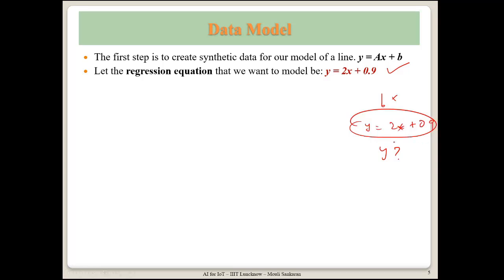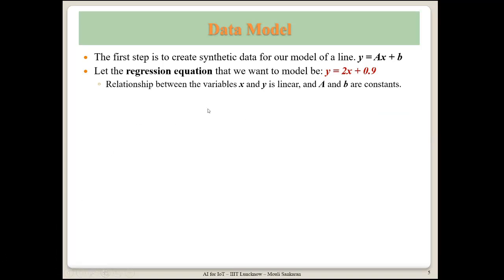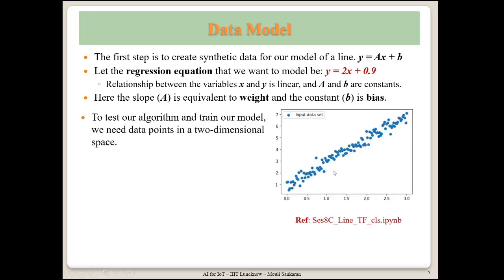This is called regression. I'm sure you know what regression is. The relationship between x and y is linear, and a and b are constants, where the slope is equivalent to the weight and the bias is equal to b. In this case, a weight is always something multiplied with an input, so we call it a weight. Don't assume that bias is always addition; it could be negative also, but in our case we are assuming it to be plus 0.9.